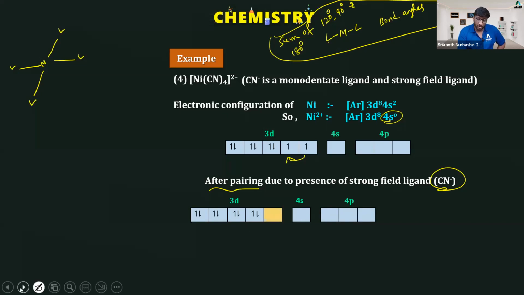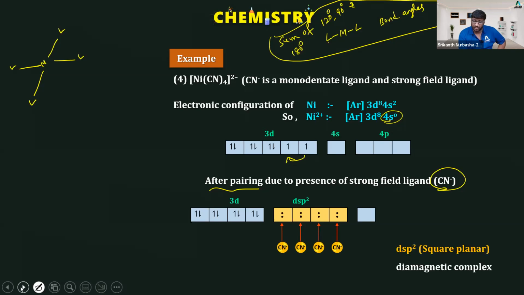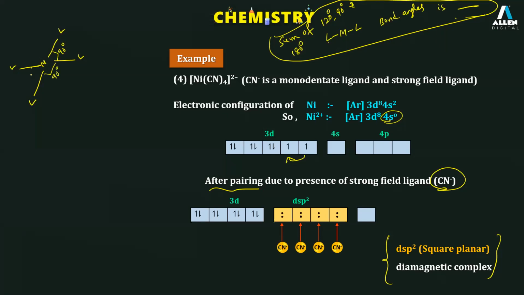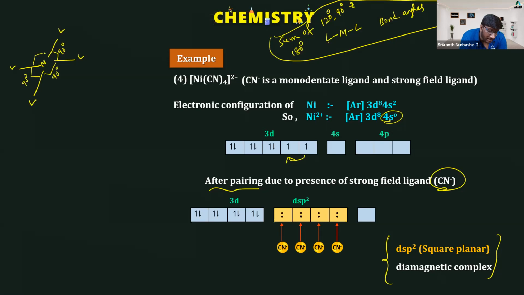For the hybridization, the atomic orbitals available are one 3d, one 4s, and two 4p. So dsp2 will be the hybridization, and the shape is square planar, an inner orbital complex. Yes or no? It is going to be diamagnetic in nature. Because of pairing, spin has decreased, so it is a low spin complex. Now, if I am asking about the sum of 120 degree, 90 degree, 180 degree ligand metal ligand bond angles, is this angle 90 or not? Yes, sir. This is also 90.